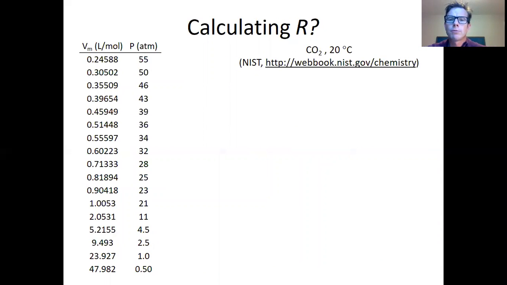So what I'm showing you here on this slide are real molar volume data and pressure data for carbon dioxide at 20 degrees Celsius. Okay, so this is experimental data. You can look it up at this website. And the question is, given this experimental data, how would you calculate R? And let me suggest one possible way that you might consider.